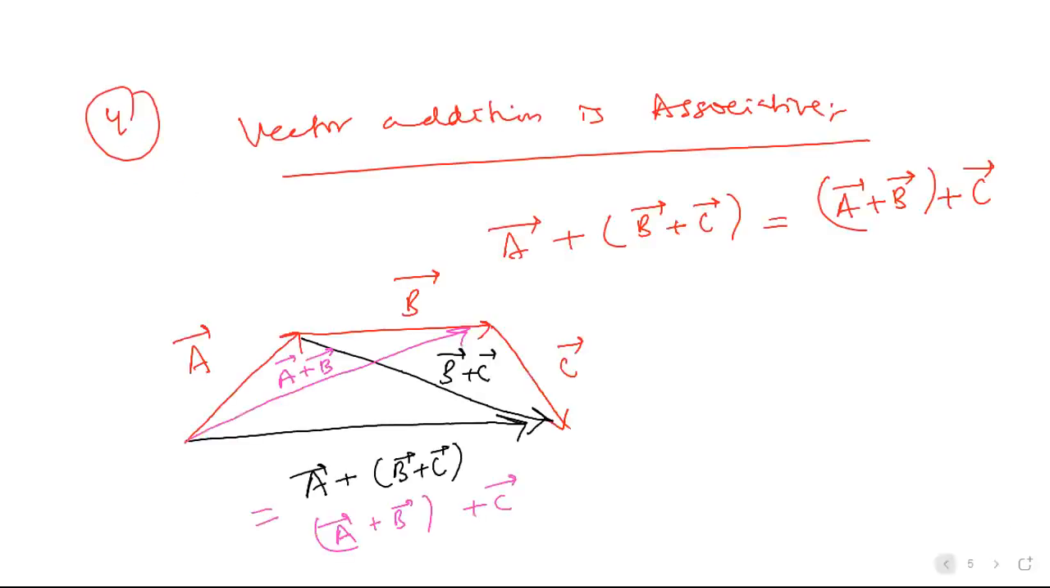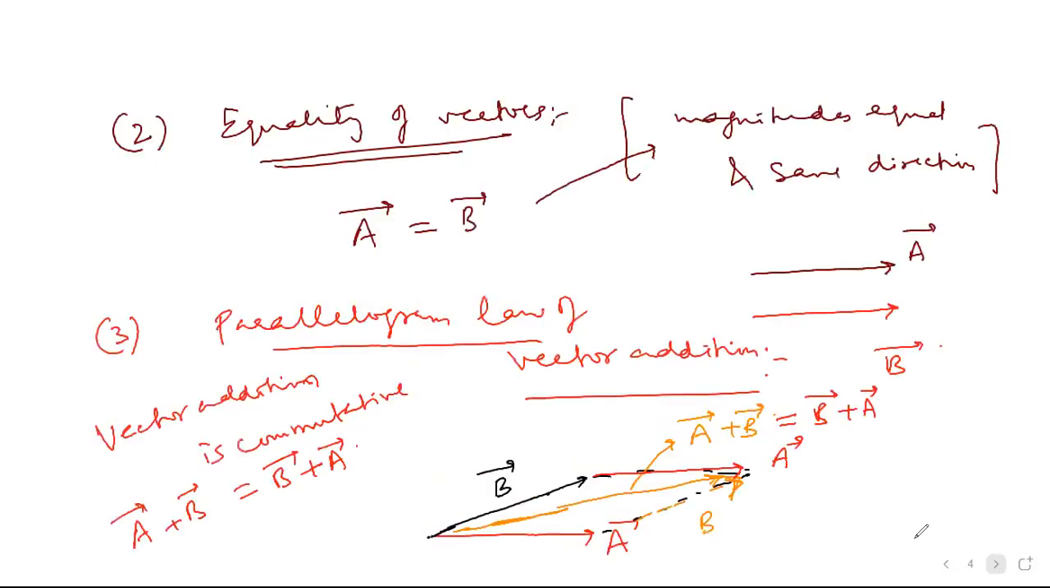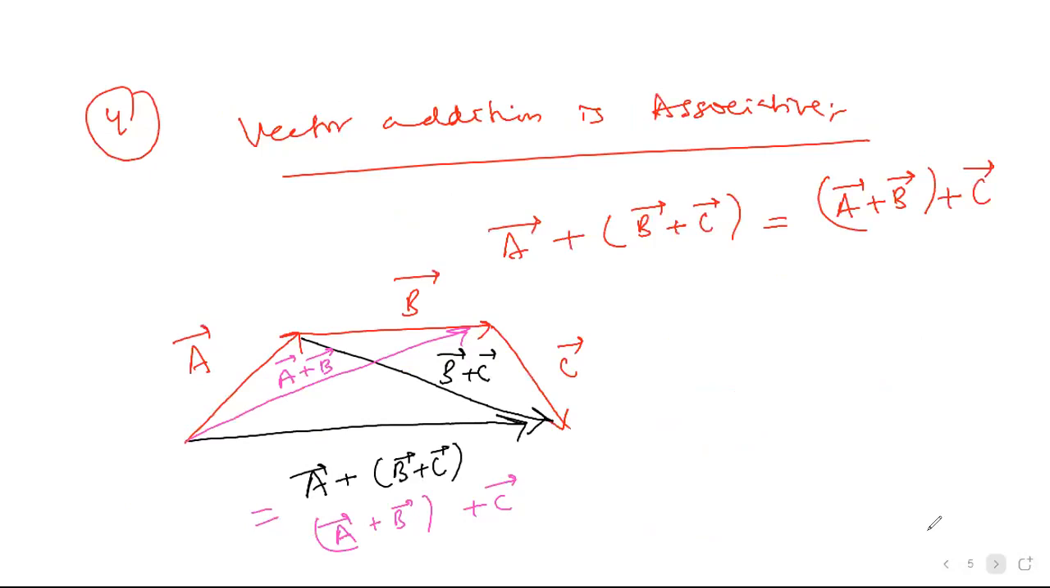So what we know till now, we know how to represent vectors by arrows. We know how to add two vectors using triangle law. We know when two vectors are said to be equal. We know how to use parallelogram law of vector addition. And we know vector addition is commutative. We know vector addition is associative. Now we move to next thing. Negative of a vector.